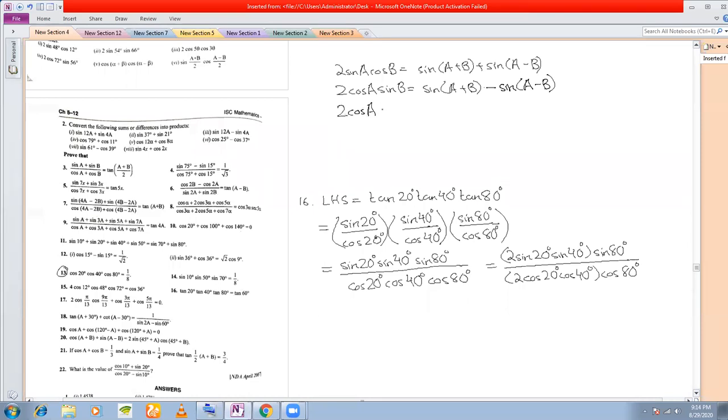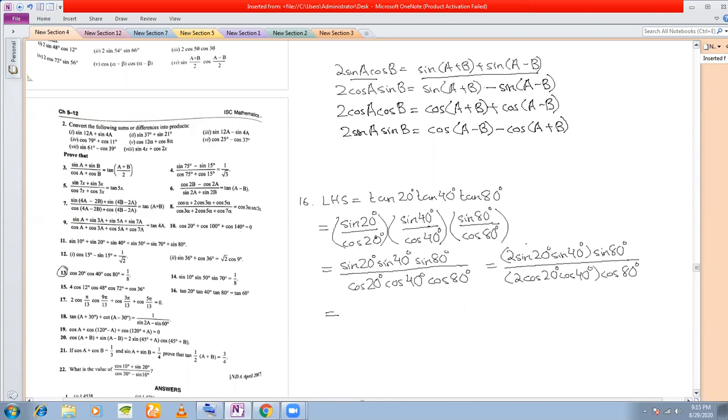This is transformation of product to sum. See, this is a product here. It gets converted to a sum in all the formulas. 2 cos A cos B is cos A plus B plus cos A minus B. And finally you have 2 sin A sin B is equal to cos A minus B minus cos A plus B. These are the 4 formulas. We are going to use these formulas.